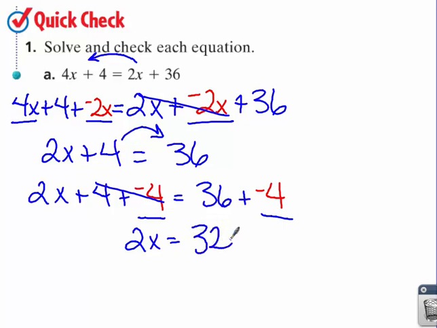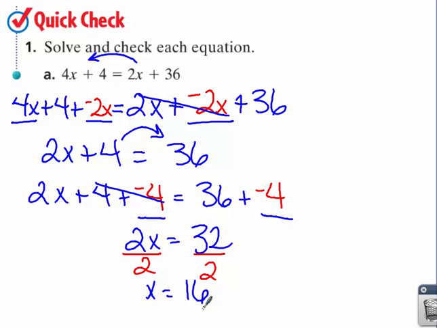Now the next thing that we do is we do the opposite, because we've got all of our letters on the left, we have all of our numbers on the right. Now we're ready to figure out, I don't want to know about 2x's, I only want to know about 1x. So I divide by 2, and x is equal to 16.